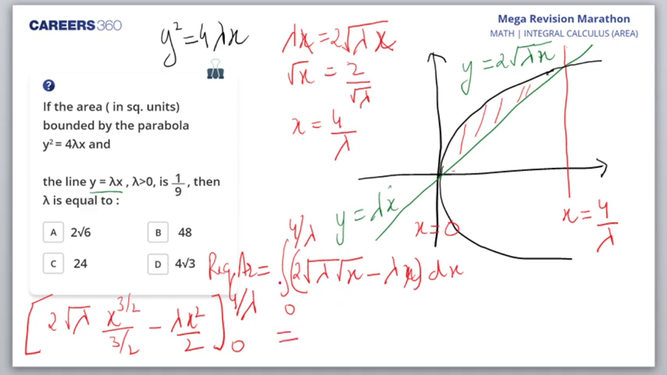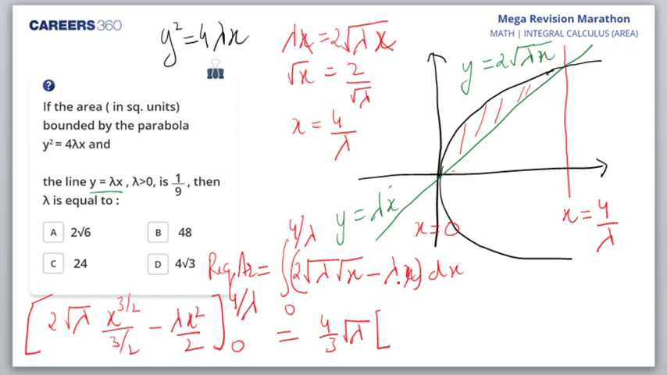Now 3 by 2 becomes 4 by 3. So 4 by 3 under root lambda is outside, and x raised to power 3 by 2, I'll have to put 4 by lambda. Minus, when I'll put 0, this term is also going to be 0, this term is also going to be 0.